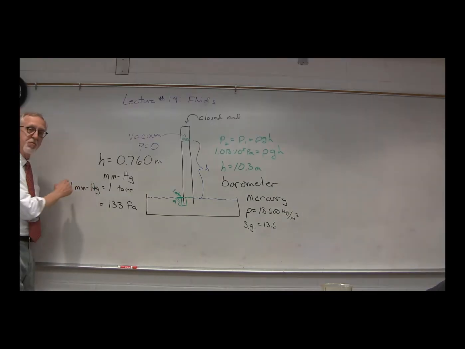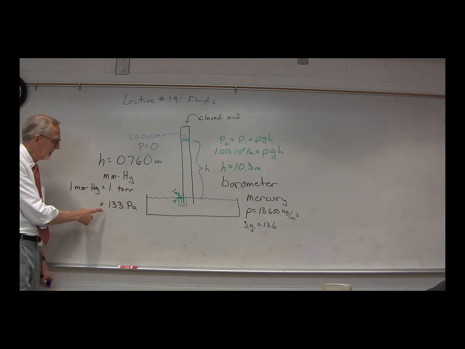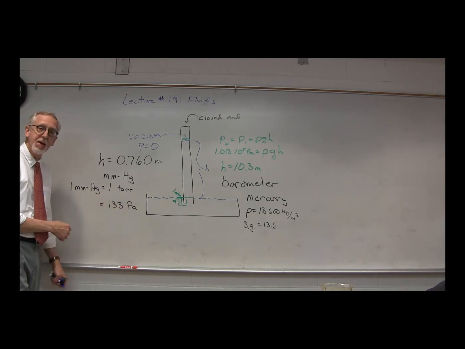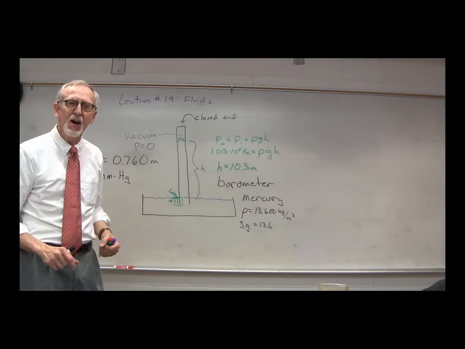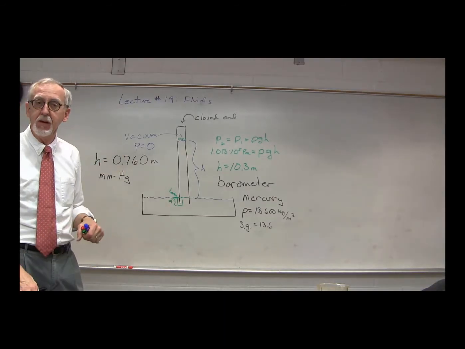Where 1 millimeter of mercury is actually used sometimes as a unit of pressure itself, and it's called 1 torr, and it's equal to 133 pascals. Okay, great. What other ways can pressures be measured?